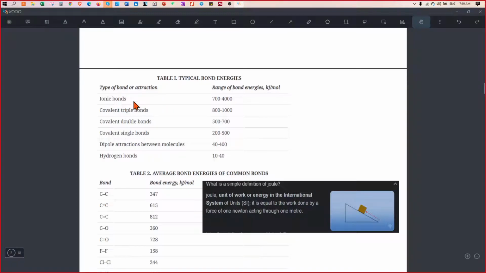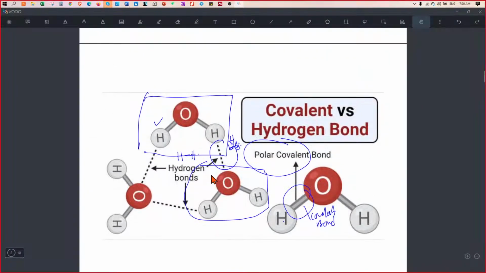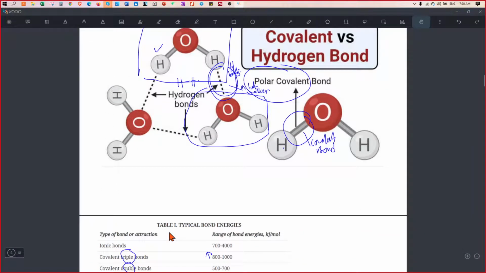You see, this is triple. So when there are more bonds, you need a higher amount of energy. Okay, so dipole attraction between molecules, you get even lower than that, and then the hydrogen bond, that is the lowest. Okay, you see, this is the lowest, only 10 kilojoules, and this hydrogen bond is this one. That's why I said this is a lot weaker. They're still bonds. They're still bonds. If nothing is acting upon it, it's not going to break.